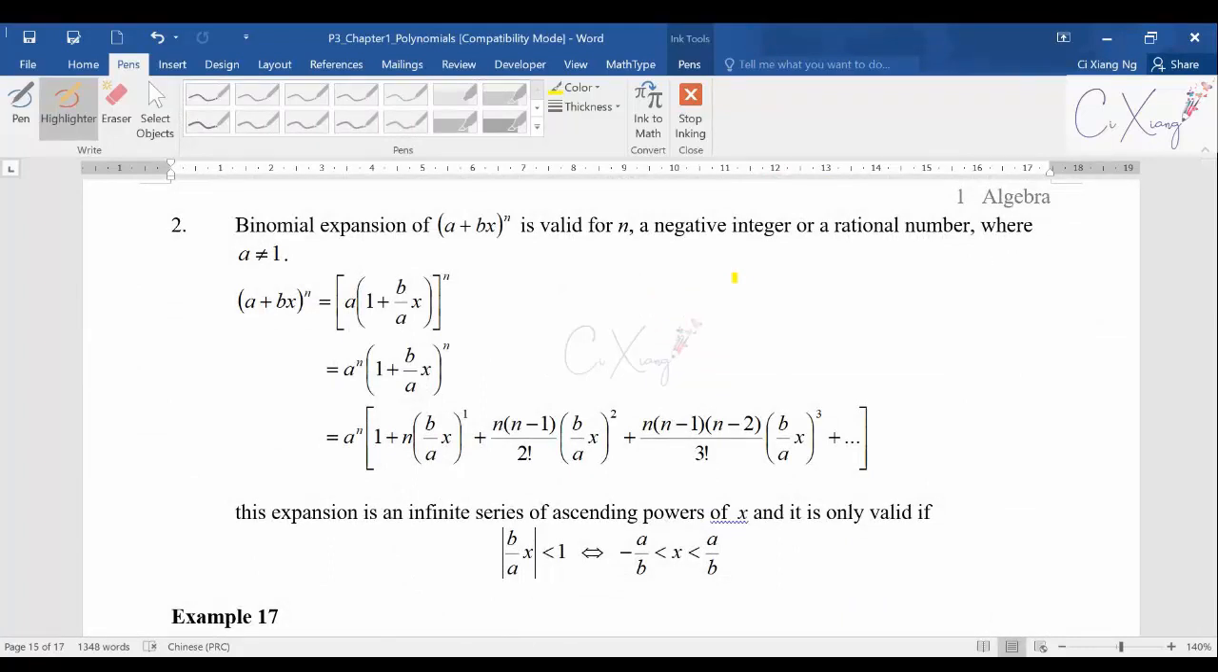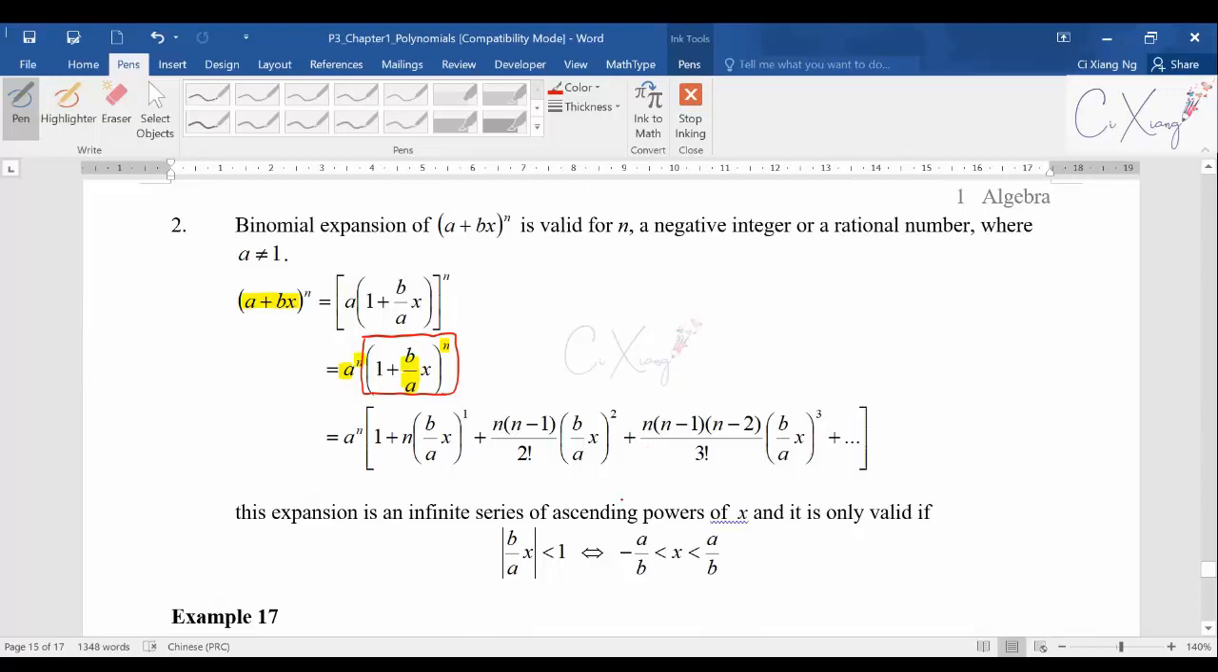If the first term is not 1, like if I have a plus bx, it is not 1 plus x, it becomes a plus bx. So what you need to do is take out the a, followed by the power, and then inside the bracket you divide it by a. Then after that you straight away apply the binomial expansion formula by referring to this bracket only, because in this bracket the first term now becomes 1. Then you continue with the formula that we learned before.